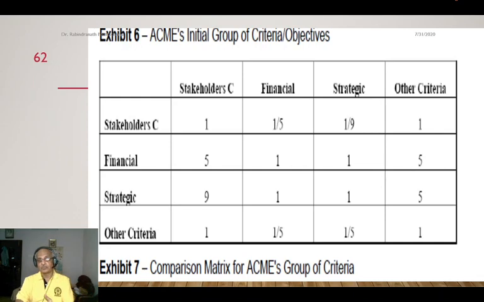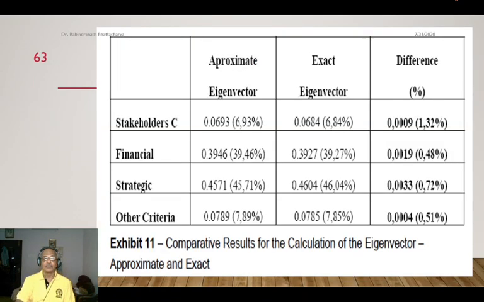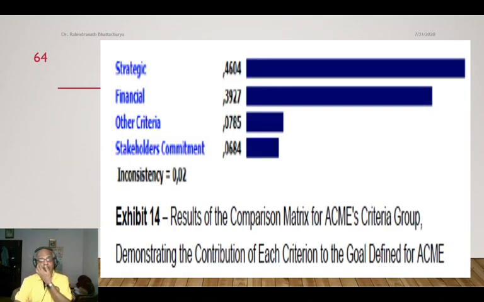So this is the first matrix. So criteria to criteria they have compared, and eigenvalues the same, eigenvectors they have found out, and approximate eigenvector and exact eigenvector has been compared. It's hardly 1.32%, 0.48% difference, so that you can easily apply. And it has come like this. So weightage has come like this from the software. Inconsistency is 2%, which is less than 10%.